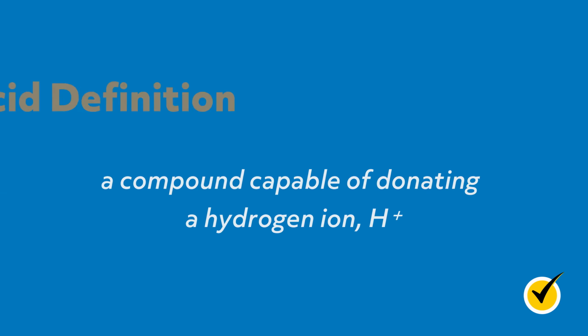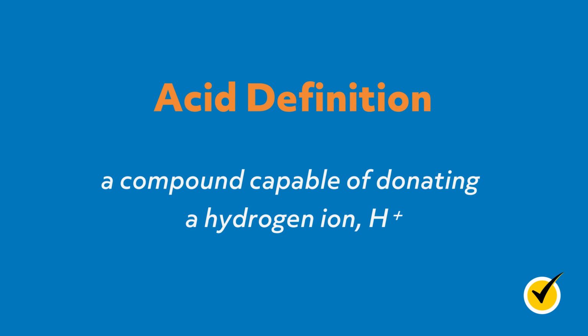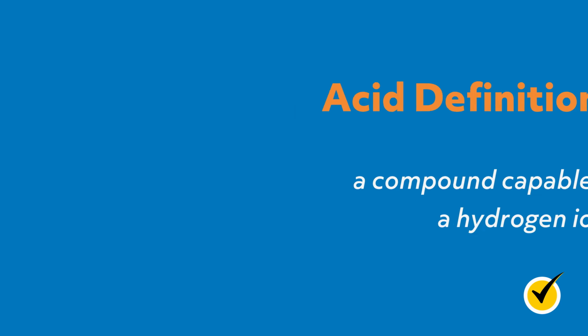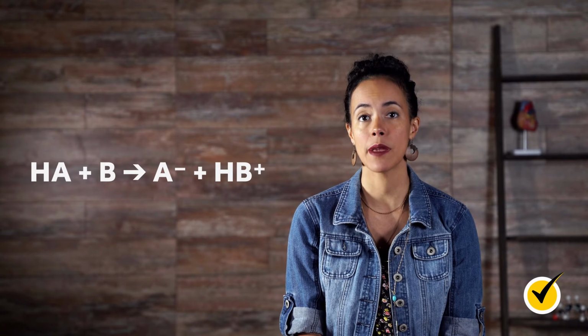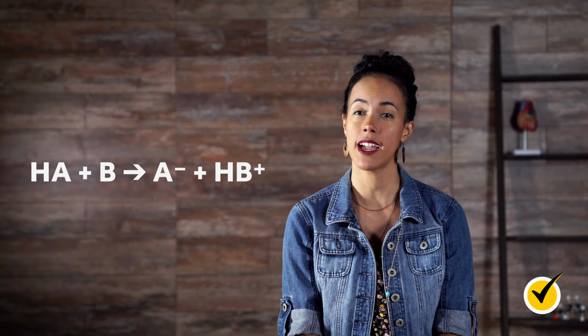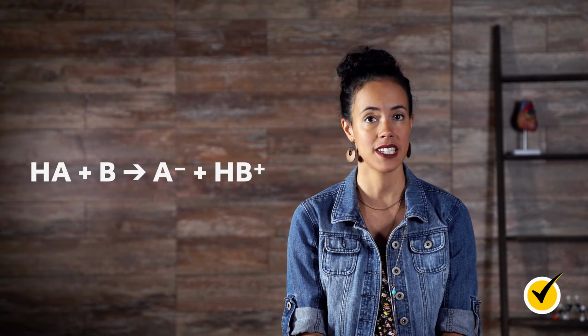Let's start with a general review of acids. An acid, by the Brønsted-Lowry definition, is a compound capable of donating a hydrogen ion, H+. Remember, when hydrogen loses its electron, only a proton remains, so we'll often refer to the hydrogen ion as a proton. This is represented in the formula HA + B results in A- + HB+.